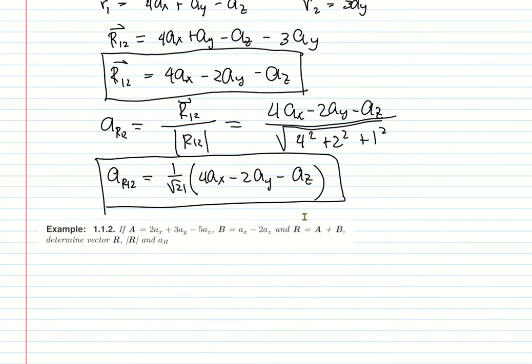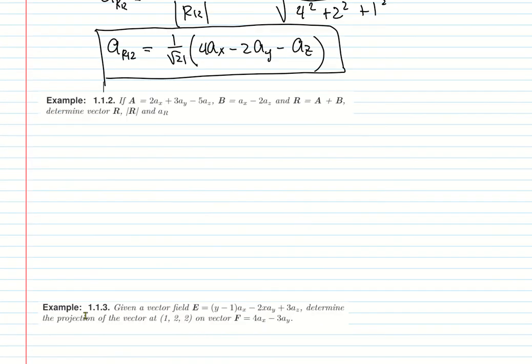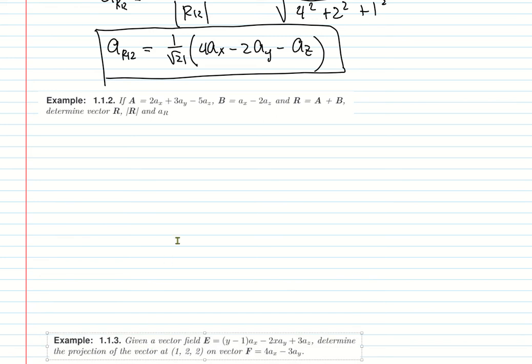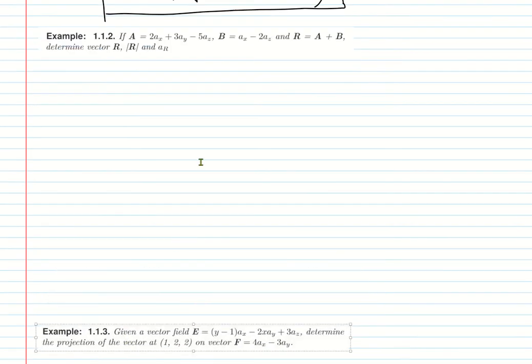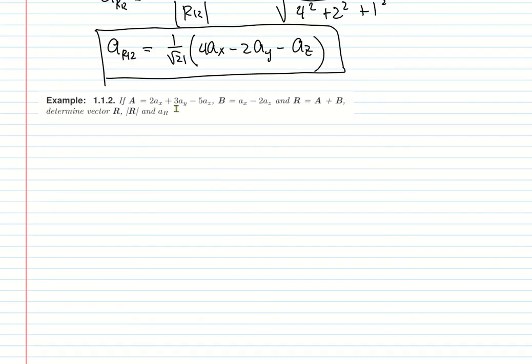Then the next example. We have a vector A, which is equal to 2ax + 3ay - 5az, and another vector B, which is equal to ax - 2az. We want to determine R, which is equal to A plus B. These are all vectors. We also want to determine the magnitude of R and also the unit vector of R.